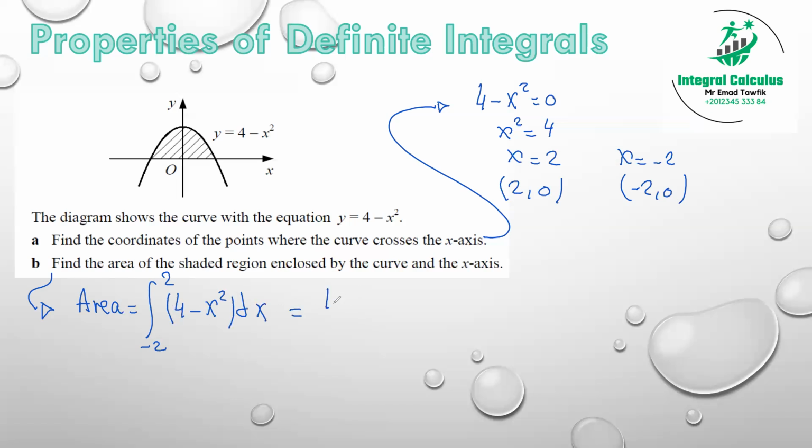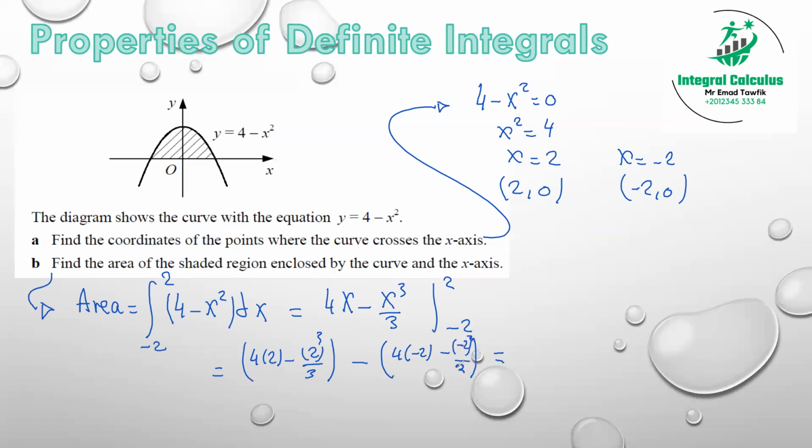The integration of 4 is 4x minus the integration of x squared, which is x to the power of 3 over 3. Then make your substitution by 2 minus the substitution by negative 2. The substitution by 2 is 4 multiplied by 2 minus 2 to the power of 3 over 3, and then 4 multiplied by negative 2 minus negative 2 to the power of 3 over 3. Then you can get your answer.